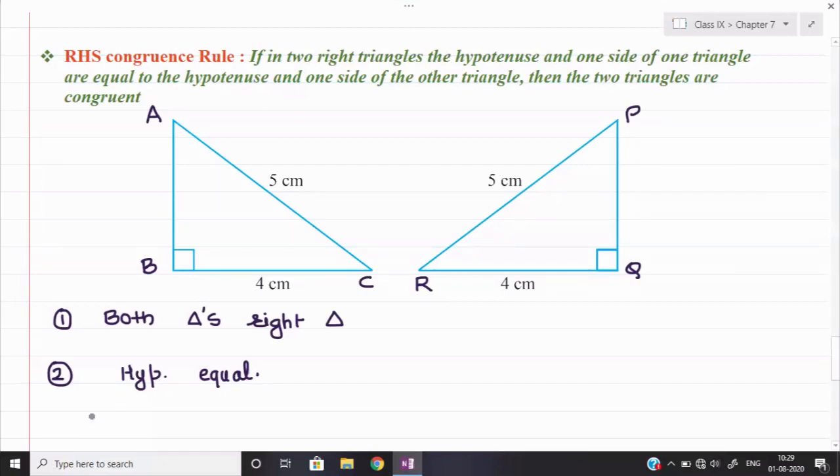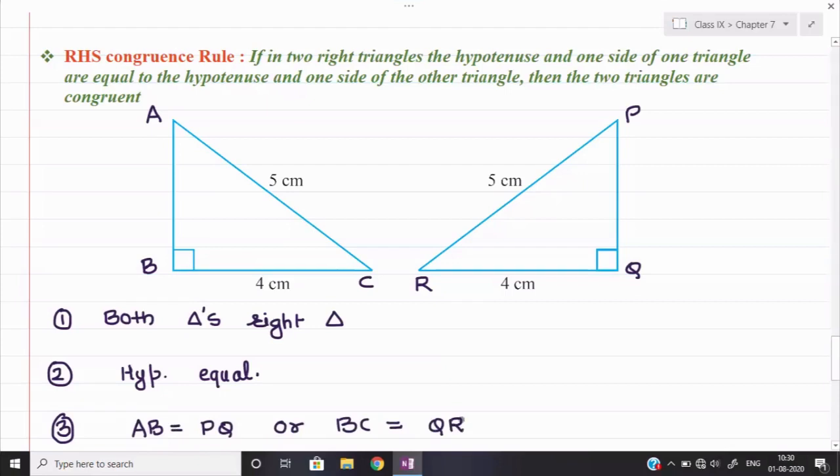And the third condition: AC and PR we are saying are equal, they are the hypotenuses. So which two pairs are remaining? One remaining is AB and PQ, the second is BC and QR. So either AB should be equal to PQ, meaning out of the two remaining corresponding pairs, AB should be equal to PQ, or you require BC equal to QR. Any one remaining corresponding pair should be equal.